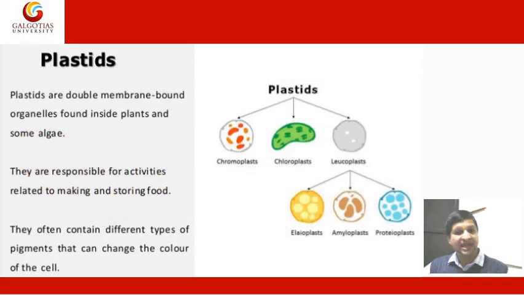Plastids. Plastids are divided into three sections: chromoplast, chloroplast, and leucoplast, which includes elaioplast, amyloplast, and proteoplast. Plastids are double membrane bound organelles found inside plants and some algae. They are responsible for activities related to making and storing food. They often contain different types of pigments that can change the color of the cell.